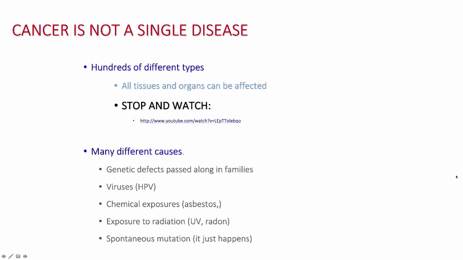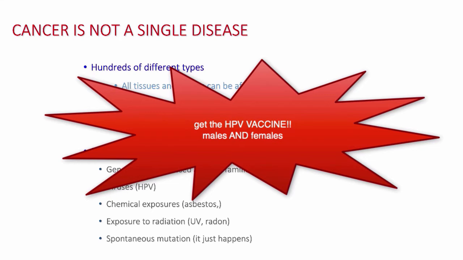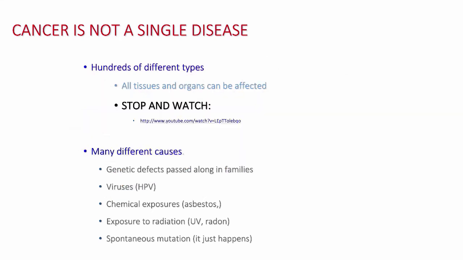Cancer is not a single disease. After you watch this short video, you'll better understand that there are hundreds of different types of cancers that can affect all the tissues and all the organs in the body. And there are many different causes of cancer, including genetic defects, viruses, the HPV virus, human papillomavirus. Strains of it have been shown to cause cervical cancer. Other causes include chemical exposure, exposure to radiation, and sometimes it just happens. Sometimes there are spontaneous mutations that lead to the development of cancer.